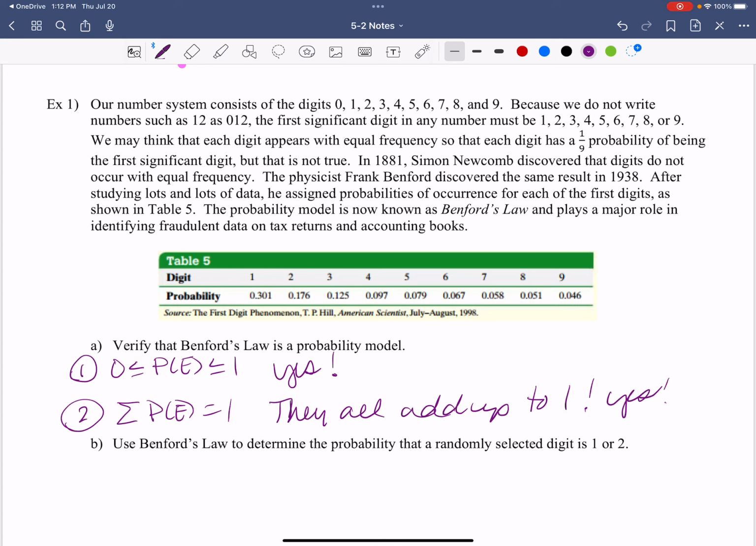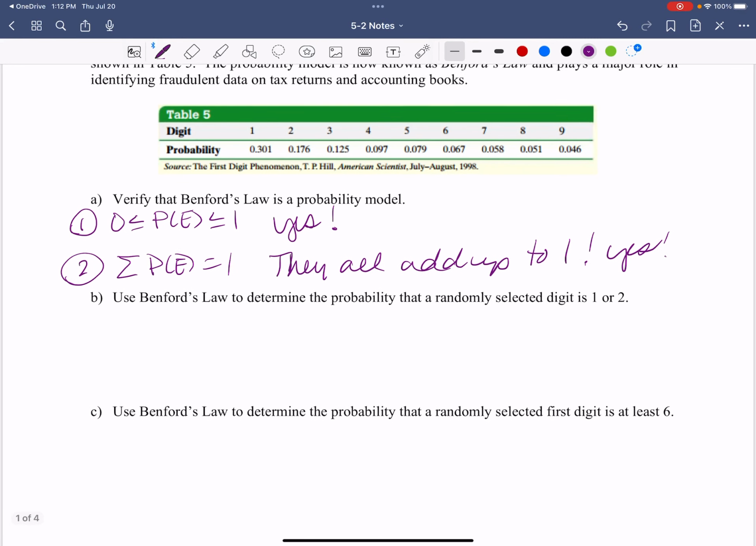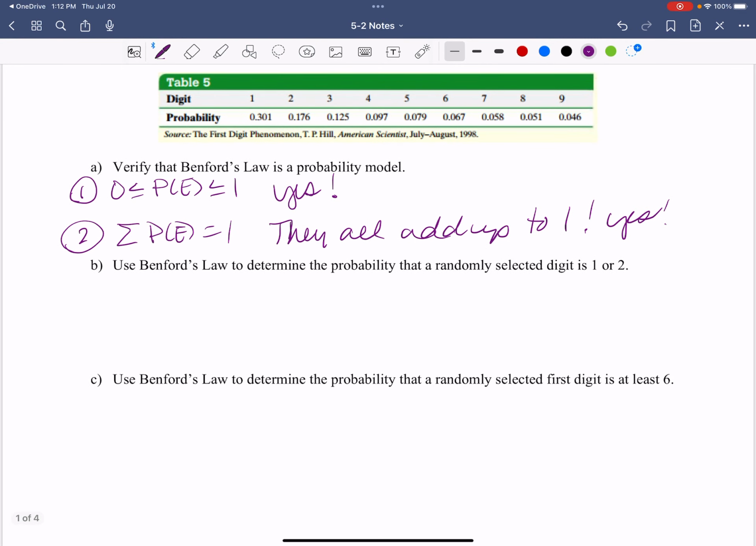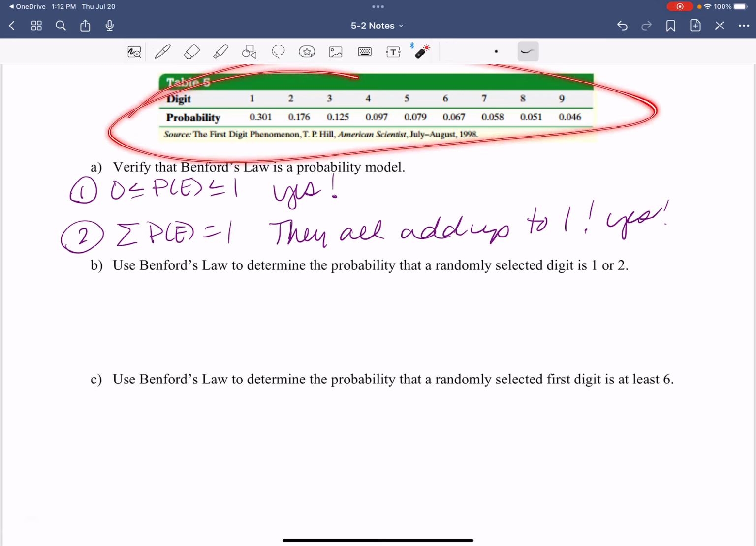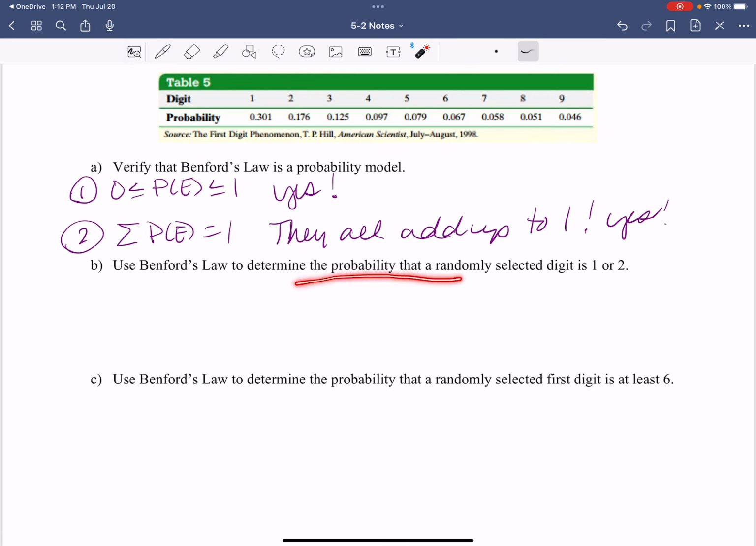Sweet. Okay. Now I'm going to scoot this up so we can see the data better. Use Benford's law, which is just this information in this table right here, to determine the probability that a randomly selected digit is 1. What's that word right there?